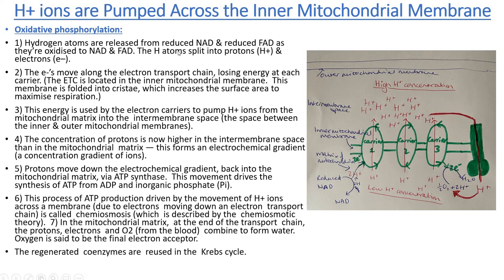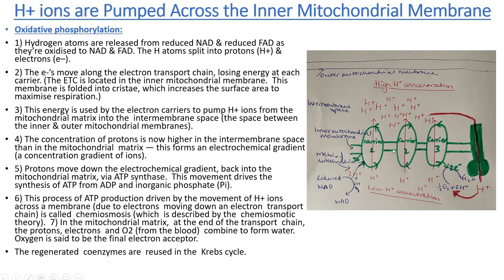So hydrogen atoms are released from reduced NAD and reduced FAD as they're oxidized to form NAD and FAD again, which can then be reused in the Krebs cycle. And the hydrogen atom splits into protons or H+ ions and electrons or e- . So the electrons move along the electron transport chain, losing energy at each carrier. You can see here there's 3 electron carriers. And the electron transport chain is located in the inner mitochondrial membrane.